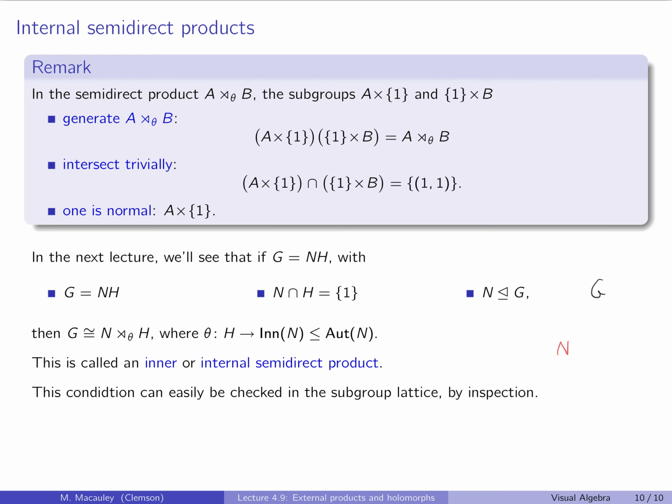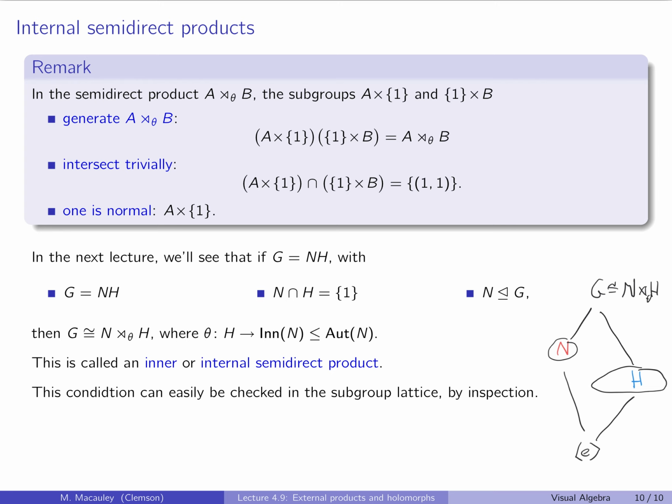So for example, if we have a group G and we have a normal subgroup N and a non-normal subgroup H, so N is only conjugate to itself, H might be in a larger conjugacy class, and these things intersect trivially and they generate G, then we know that G is isomorphic to a semidirect product of N with H along some automorphism, along an inner automorphism. We'll prove this in the next lecture, but we'll also see a lot of examples with actual subgroup lattices.